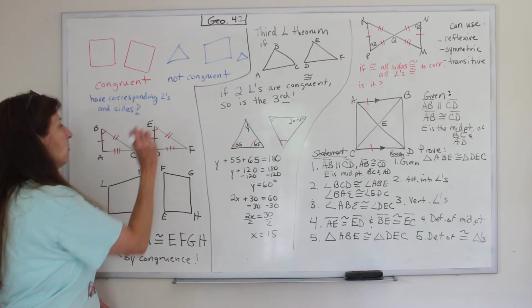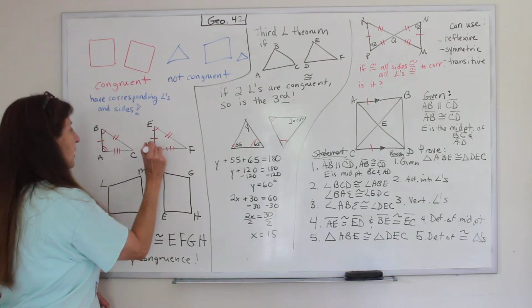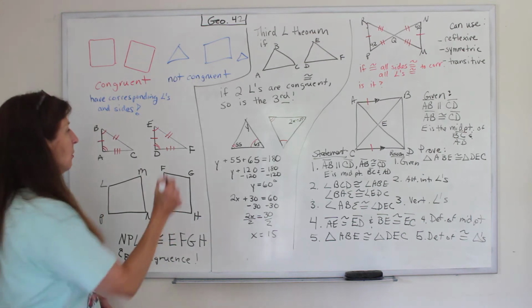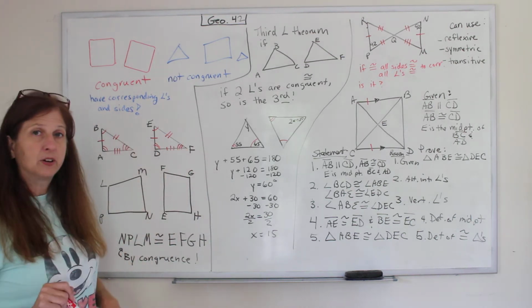These two angles are the same, so they're going to get 1 mark. These two angles are the same, so they get 2 marks. And these two angles are the same, so they get 3 marks.